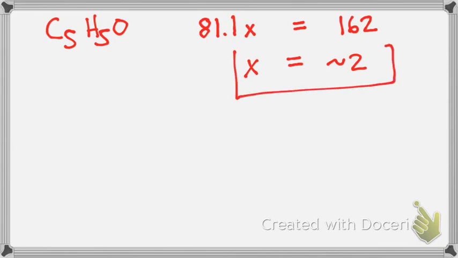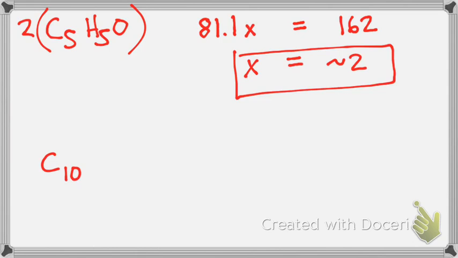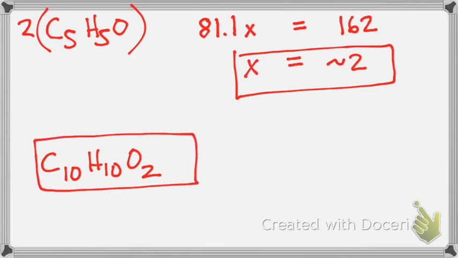So what does this 2 mean? This 2 means I'm going to multiply my empirical formula by 2 for every atom. So my molecular formula is C10H10O2. Notice the molecular formula in this case is an integer multiple of the empirical formula. Sometimes it can be the same as the empirical formula, but it will never be less than the empirical formula.